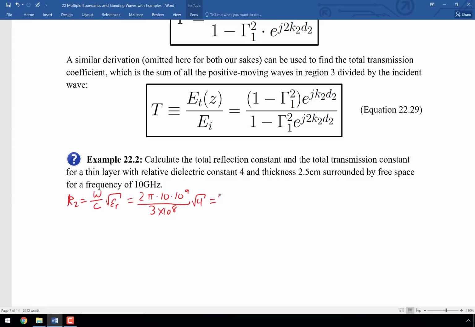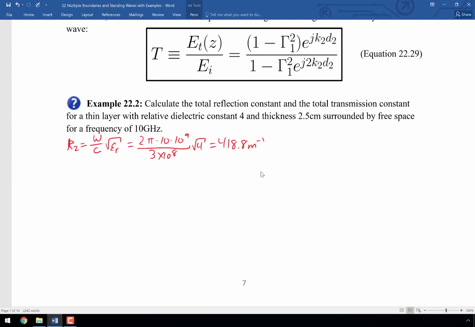And that's equal to 418.8 meters to the minus 1. So that's k2. I can also calculate gamma 1, which is really gamma 1 plus. So this is the square root of 1 minus the square root of 4 divided by the square root of 1 plus the square root of 4. And this is minus 0.333.